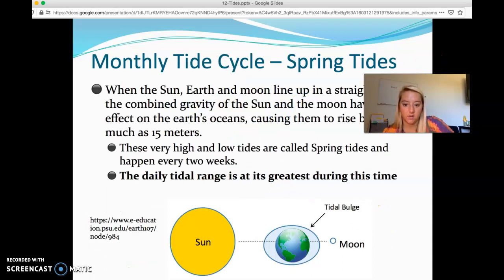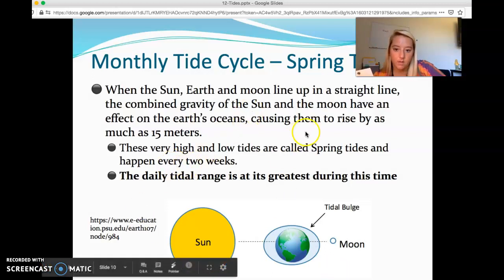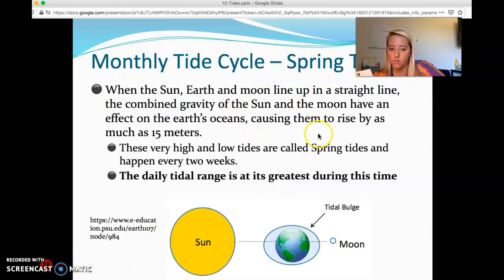Monthly tide cycle. So when the sun and the moon line up in a straight line, they have the combined gravity of the sun and the moon. They have an effect on the Earth's oceans, causing them to rise by at least as much as 15 meters, which is a very large amount. These very high tides and low tides are called spring tides, and they happen every 2 weeks. So these are in your notes. You've also got to answer there that they happen during a new moon and a full moon.